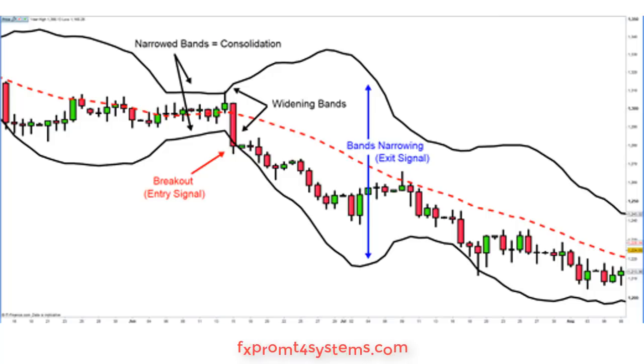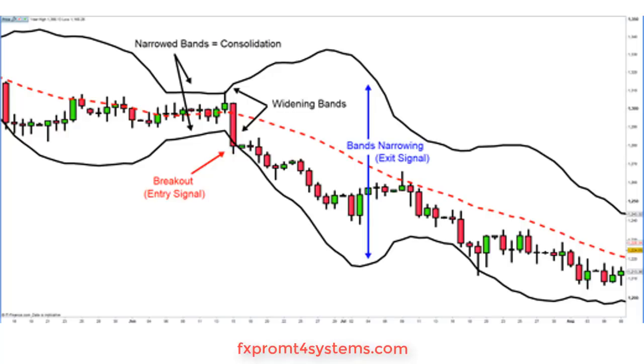A break of key support or resistance lines are often used in conjunction with the Bollinger Band break, as confirmation signals before entering into the trade. It is also considered preferential to see a sharp widening of the Bollinger Bands before entering into the trade. The widening of the Bollinger Bands is further suggestion that the price is now moving out of a consolidation and into a new directional trend.